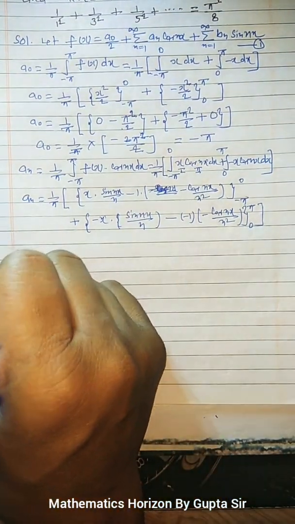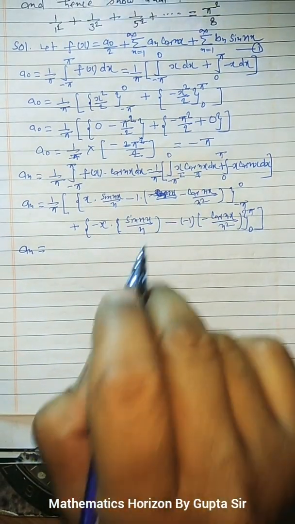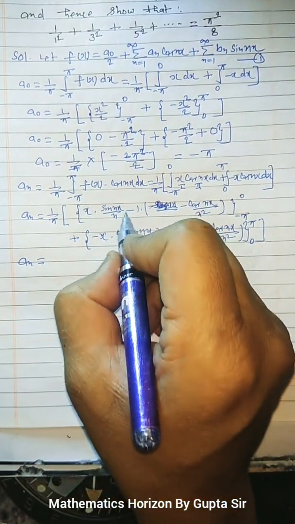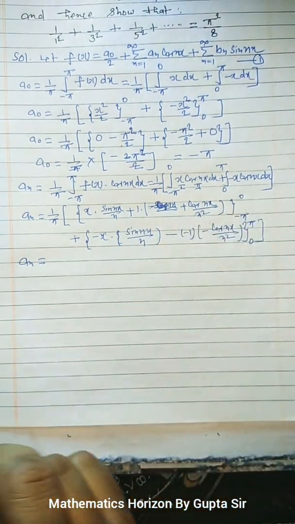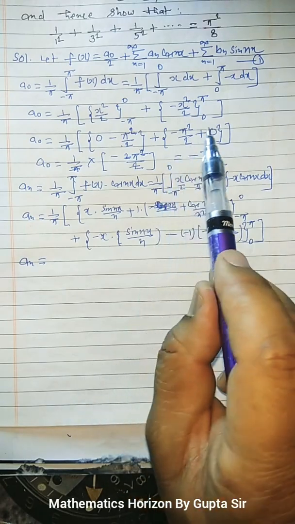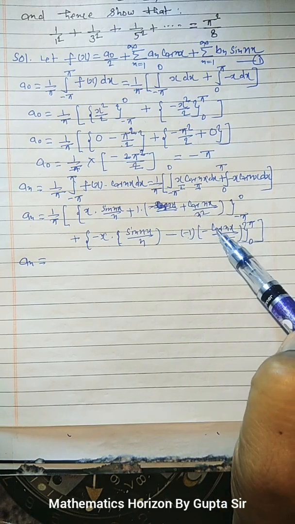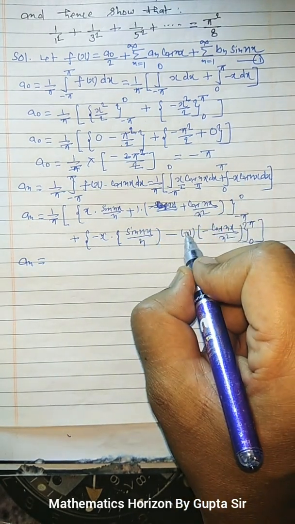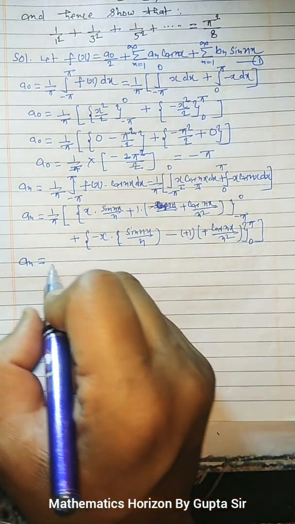Okay, now an is equal to, now we can say this minus and this minus means we can put a plus sign here. And these two minus cancel out. Here we have minus x, differentiation of this is minus 1, and integration of this term is minus, so these two signs will be plus.